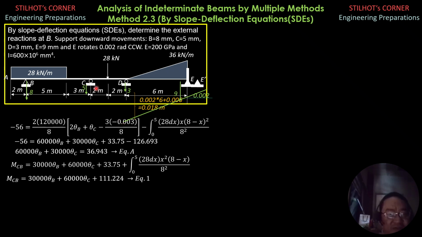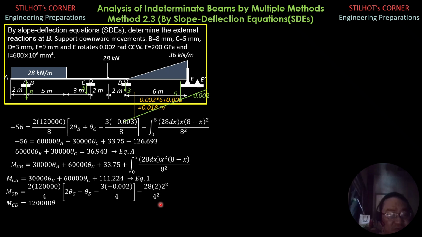It is 2 times 120,000 over L4, quantity 2 theta C plus theta D, then minus 3 times, again we have negative 0.002, counterclockwise rotation. Net relative displacement is 2 mm. This is 5 mm minus 3, 2 mm. The chord rotates counterclockwise, so it's negative in the slope deflection equation over L4. The negative fixed end moment, negative 28 times 2 squared over 4 squared for the formula.